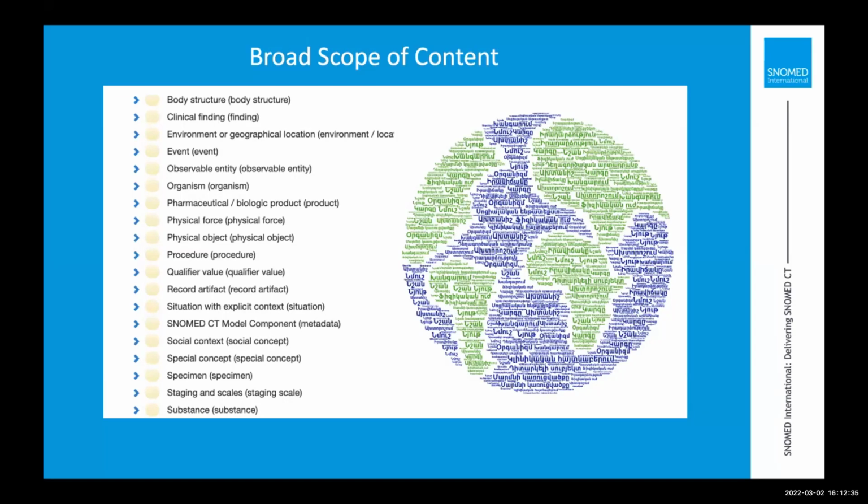And pharmaceutical biological products that include drug products, vitamins, hormones, and so on. Procedures are also covered that include surgical procedures, laboratory, radiology, and other therapies. Specimens include blood, urine, and biopsy specimens, and substances include chemical substances, food substances, and others. As you can see, there are many other content areas as well.